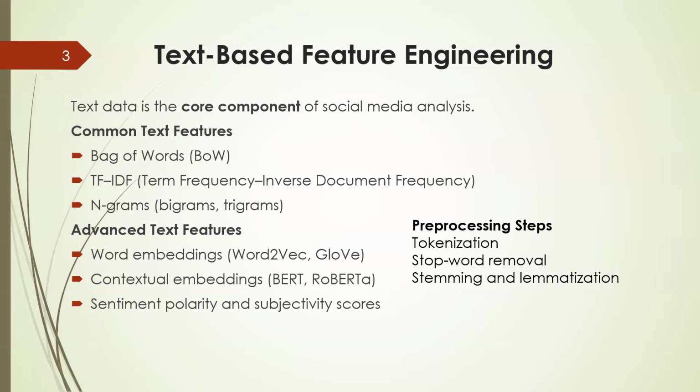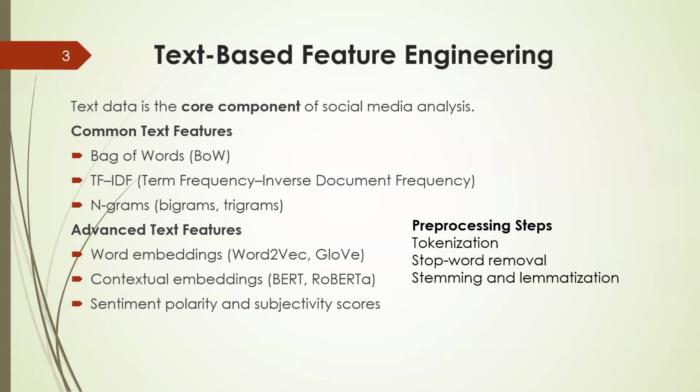The common text features are BoW, bag of words, which counts how many times each word is repeated; TF-IDF, term frequency-inverse document frequency; and N-grams, such as bigrams and trigrams. We will see more detail about these. These are the common text features available.